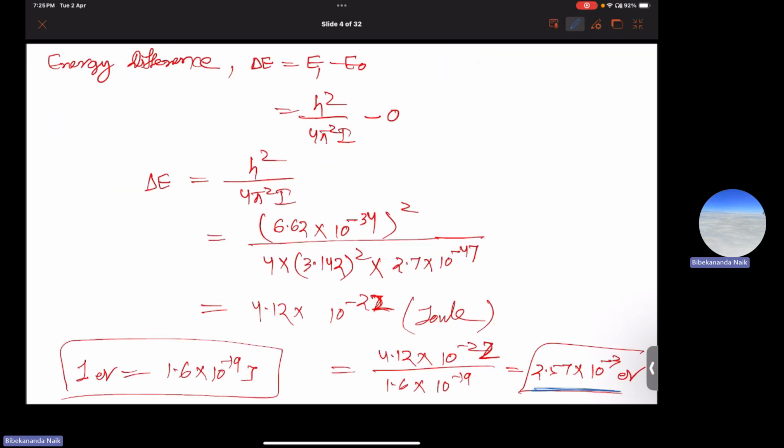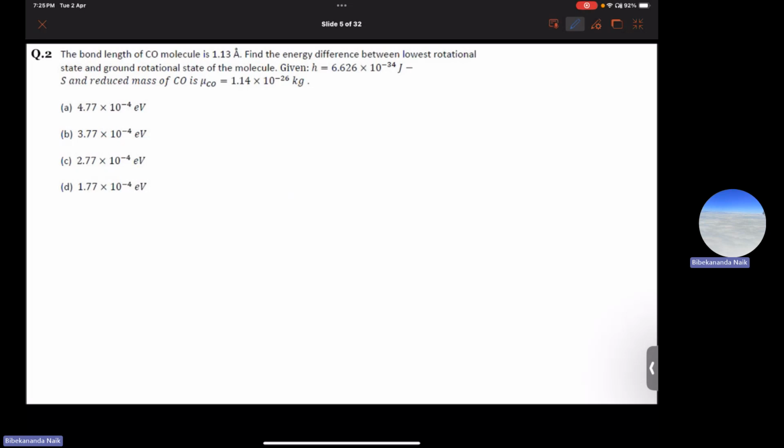Then we will proceed to the next question. The question says, the bond length of the carbon monoxide molecule is 1.13 angstrom. Find the energy difference between the lowest rotational state and the ground rotational state of the molecule.